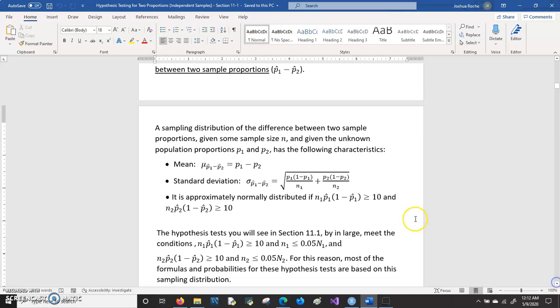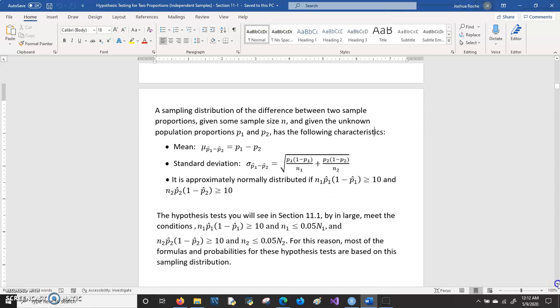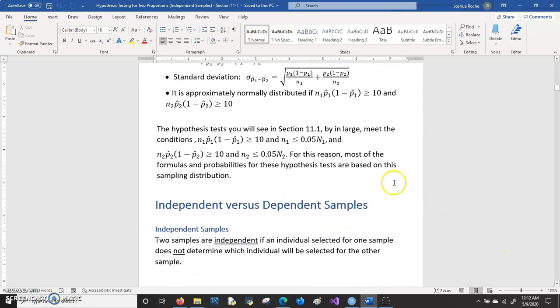This is the mean of that particular distribution, this is the standard deviation of that distribution, and that distribution is approximately normal if these two conditions are met. The hypothesis tests in section 11.1 by and large meet all of these conditions, and for this reason these hypothesis tests will be based on this particular kind of sampling distribution.